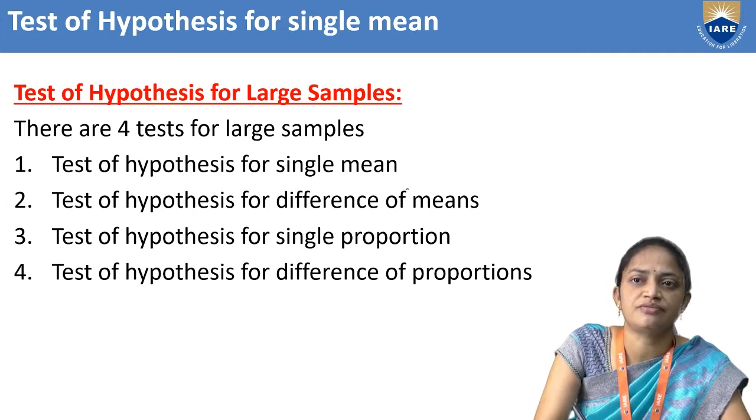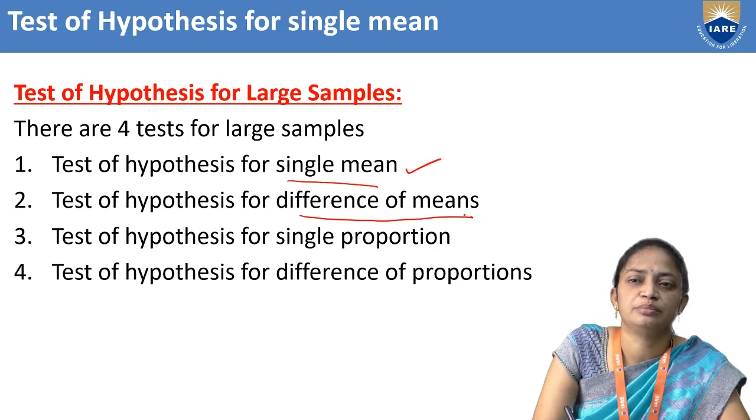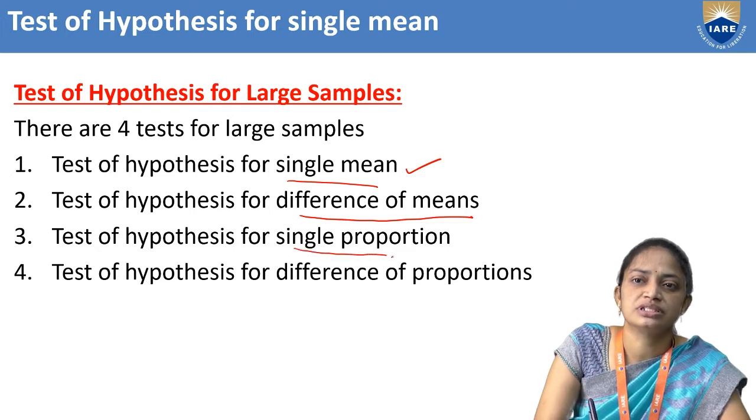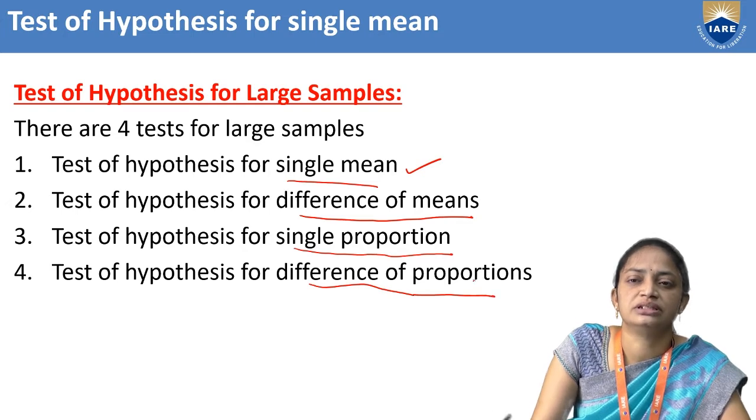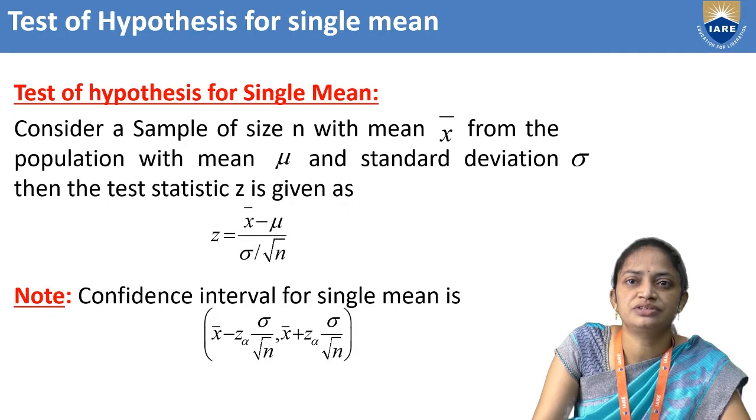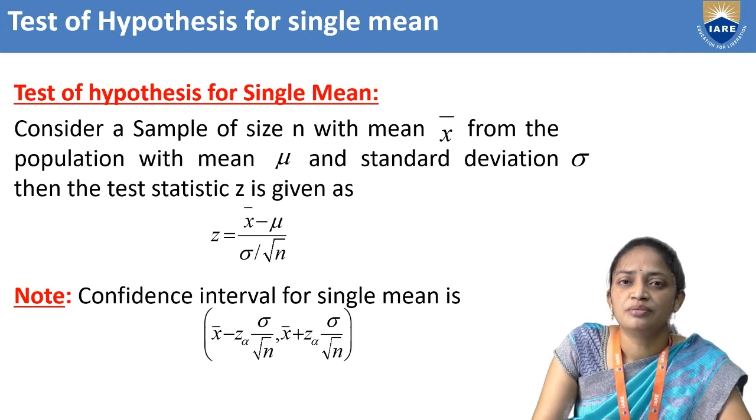The first one is the test of hypothesis for single mean, and the second one is test of hypothesis for difference of means, that means double means. Next is test of hypothesis for a single proportion, and test of hypothesis for difference of proportions, that means double proportions. First we will discuss test of hypothesis for single mean. Here we have only one mean, so we have to take only one sample from the population.